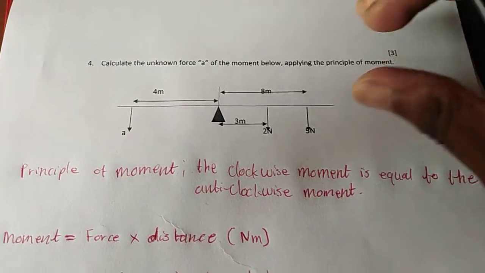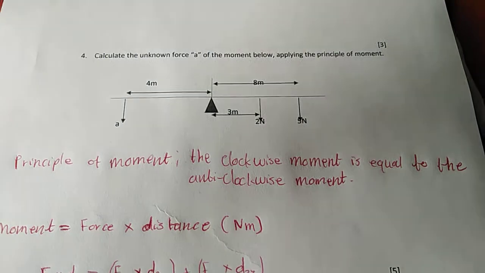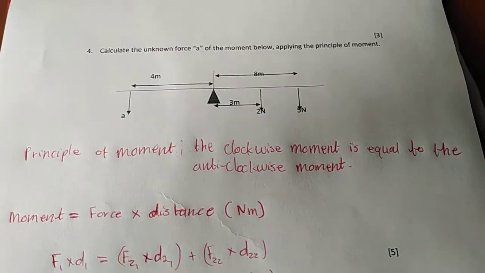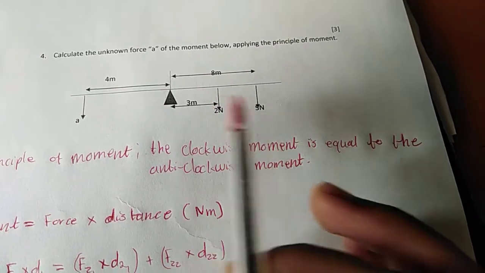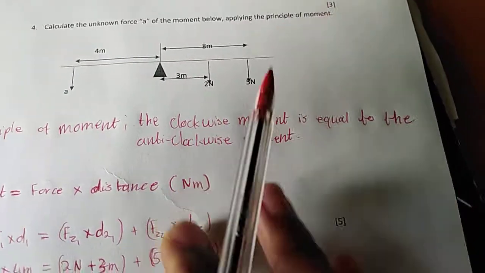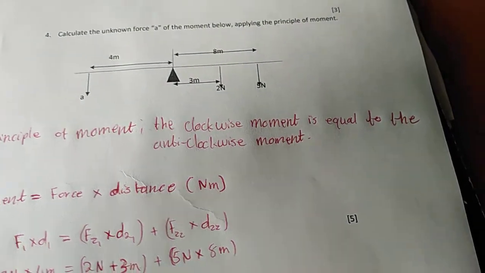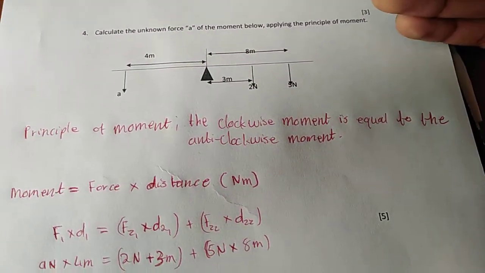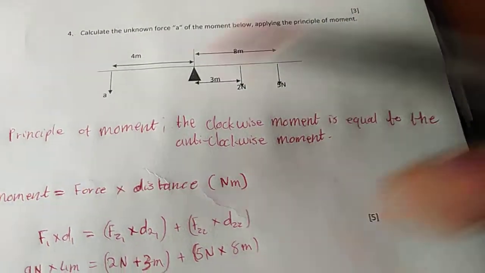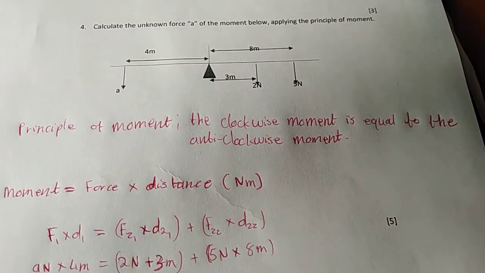So I give them this scheme diagram here, which shows a ruler balanced by this fulcrum, and we have three forces on different sides. We have two forces on the right side of the fulcrum, and one force on the left side of the fulcrum, and this ruler was balanced by all these three forces. So I want us to understand what the principle of moment is.